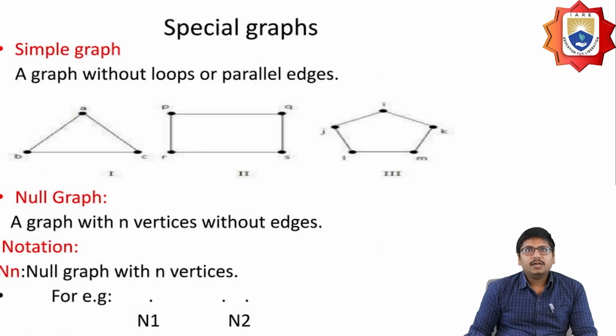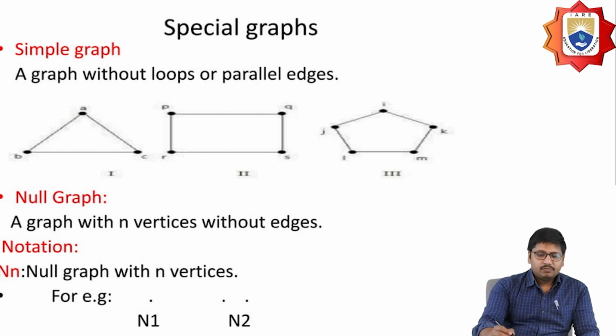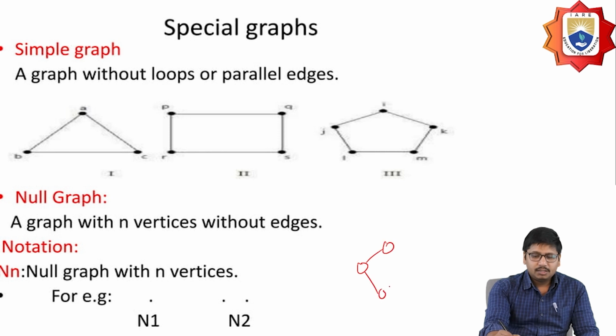What are the other kinds of special graphs here? The graph without loops and parallel edges is said to be a simple graph, and a graph with n vertices without edges is called a null graph, a null graph with n vertices. So a simple graph is a graph which should not have any kind of loops and parallel edges.